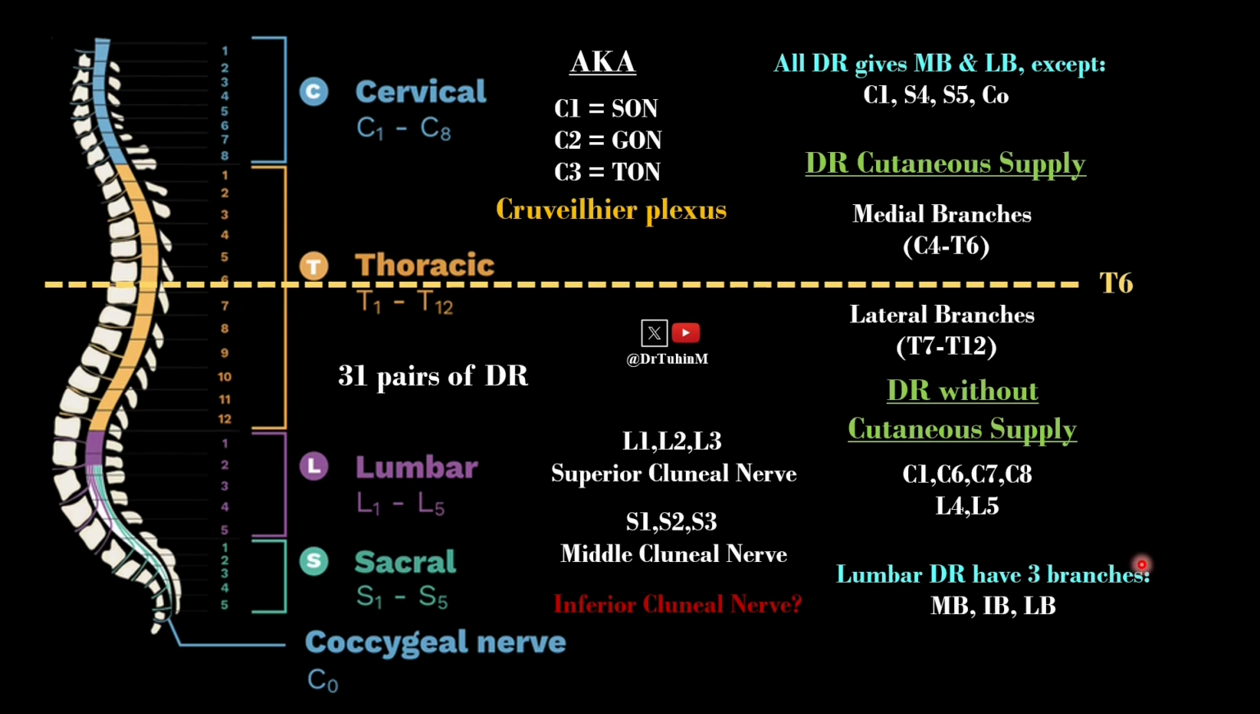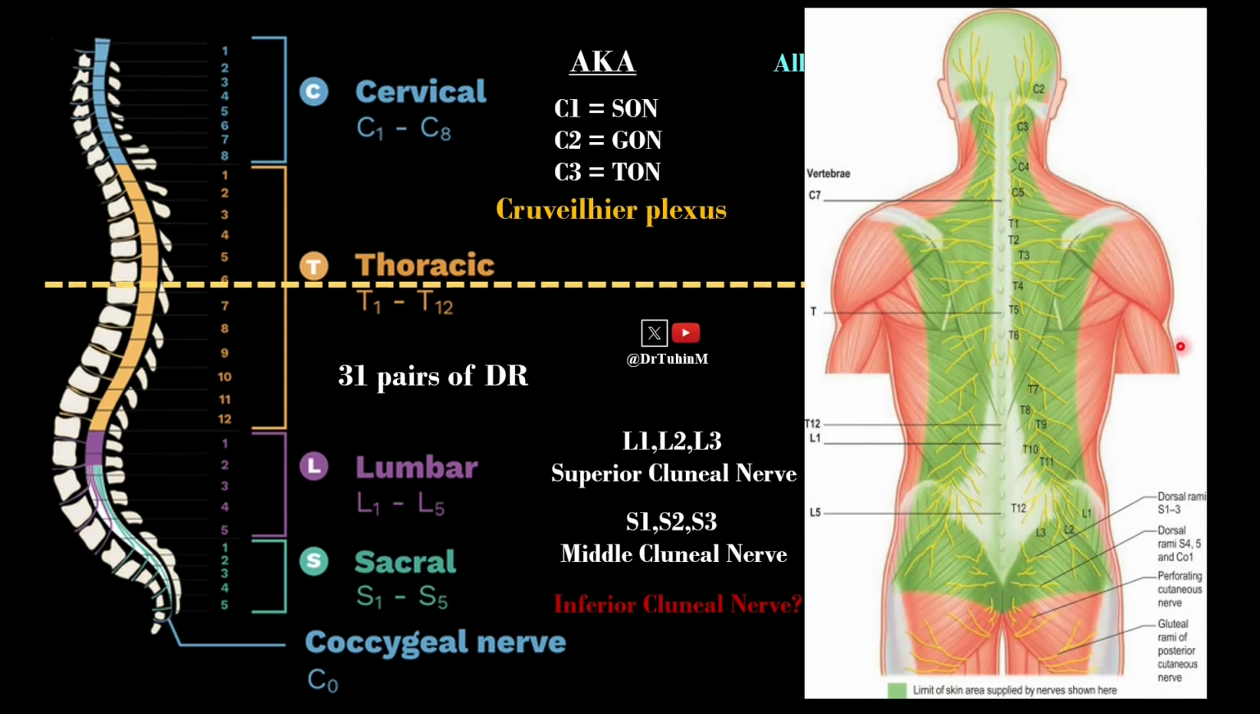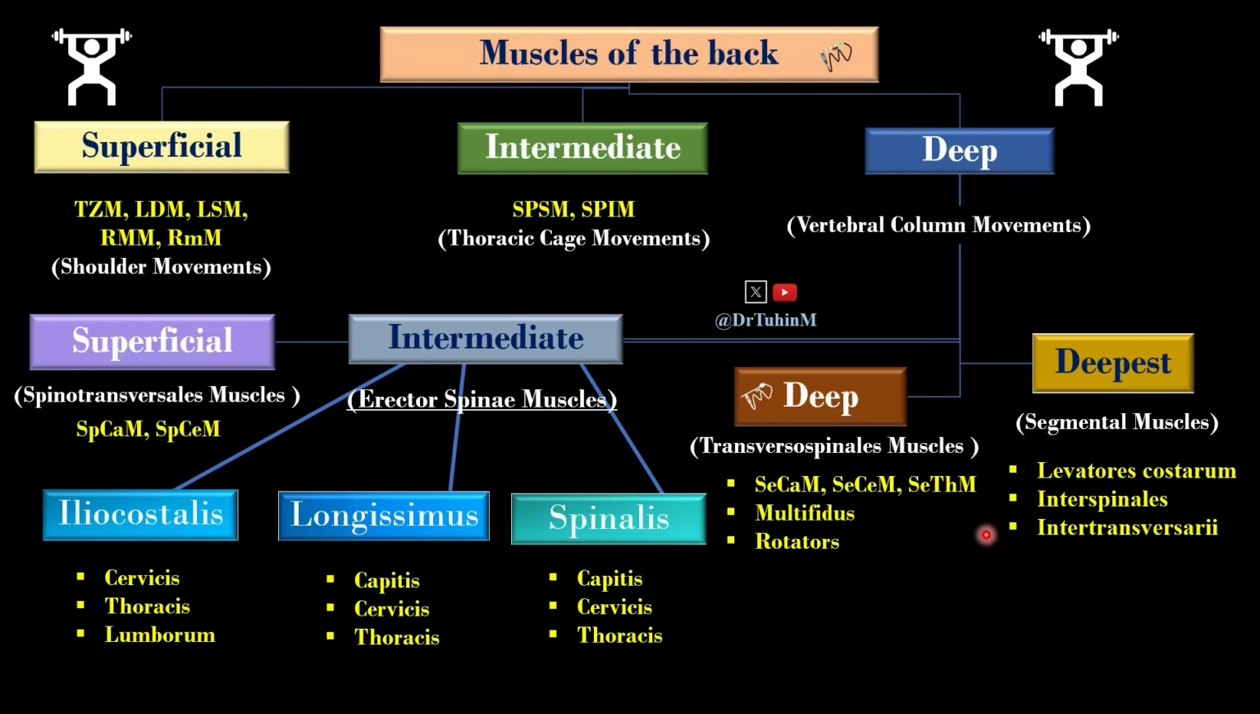Okay, so if we draw the dermatomal mapping or the sensory mapping of the area supplied by the dorsal rami, we will get this kind of picture. The green shaded area is the area of our interest, which is supplied by the dorsal rami from head to glute region. So now what happens to the muscles?